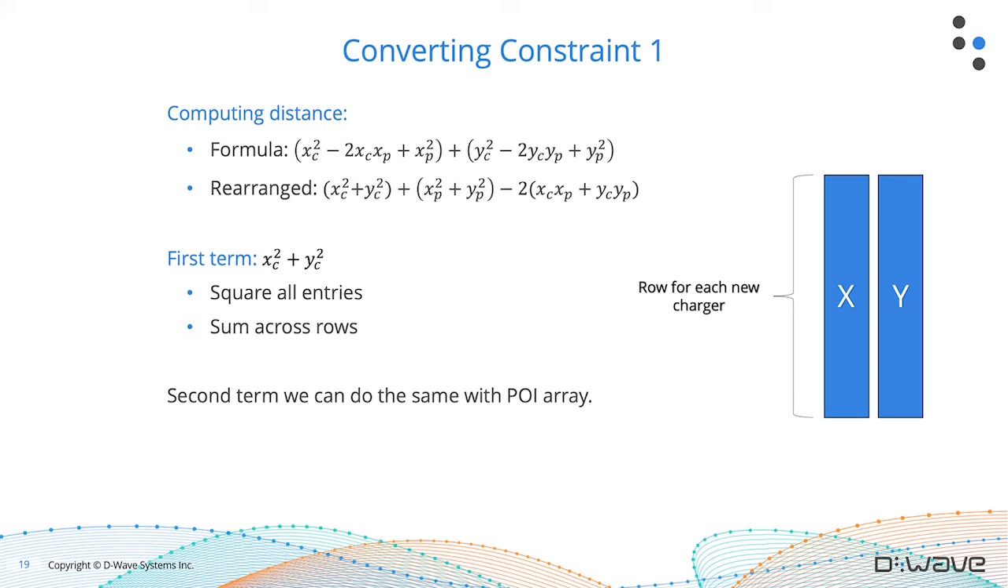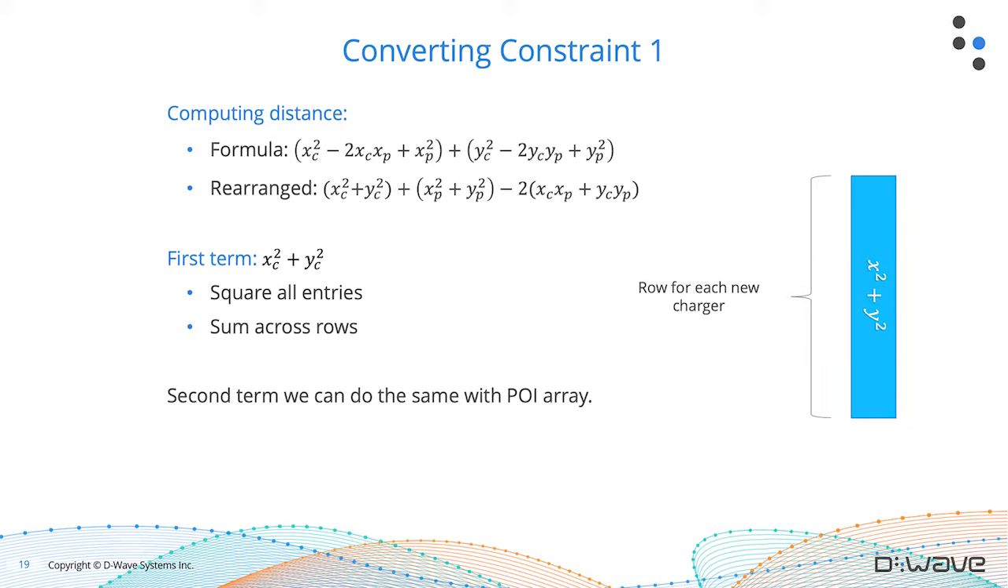So the first term, where we're just summing up the X coordinate squared plus the Y coordinate squared for each new charger. Remember, we have this blue matrix that we built up. So basically, if I square every entry in this matrix element-wise, I'm going to have all of the X's squared and all of the Y's squared. Then I have a row for each new charger. And so if I just add up across the rows, I'm going to get x1 squared plus y1 squared, x2 squared plus y2 squared. And I'm going to get exactly those sums that I need for each new charger. I'm now going to have this vector where there's one column and a row for each new charger.